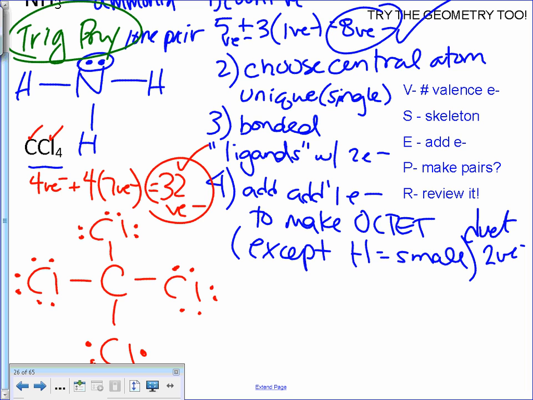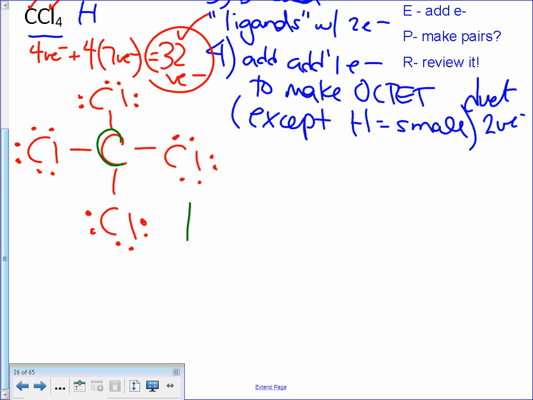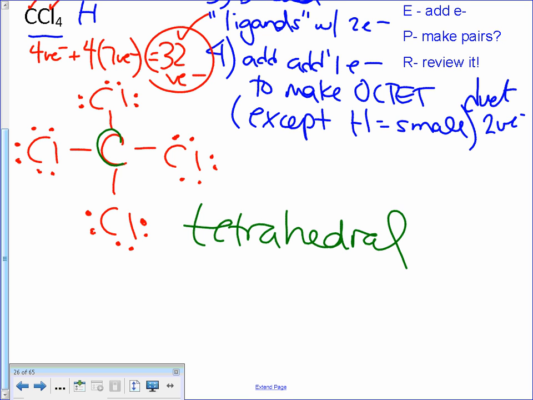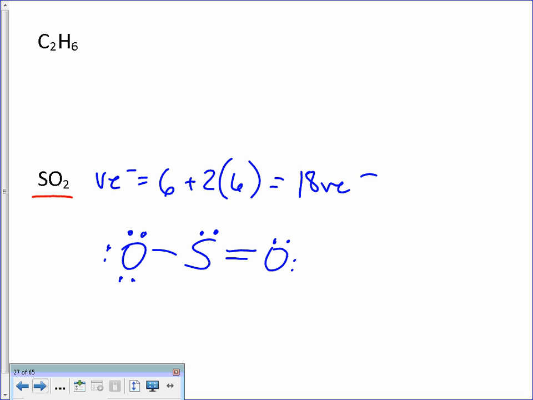Let's go ahead and do this shape. Carbon. Carbon has how many ligands? 4 ligands. How many lone pairs does carbon have? 0. What's the shape? Tetrahedral. Kind of like a tetrahedron. A tetrahedron has 4 faces. Tetra means 4 legs. Tetrahedral. Cool? Cool. Tell me sulfur dioxide's shape based off of how many ligands?